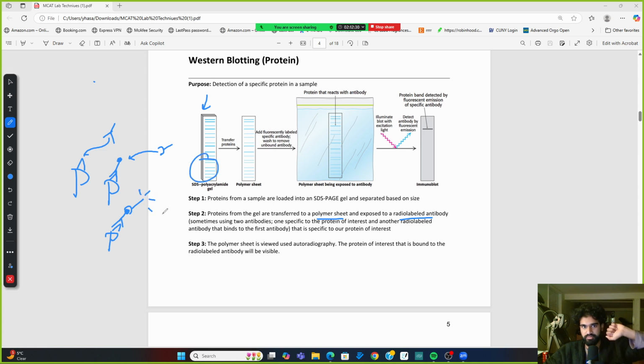That's what we're doing. Protein band detected by fluorescent emission of specific antibody. Boom, it's right there. We didn't know where it was before, but now we know, boom, it's right there. Cool? That's it.